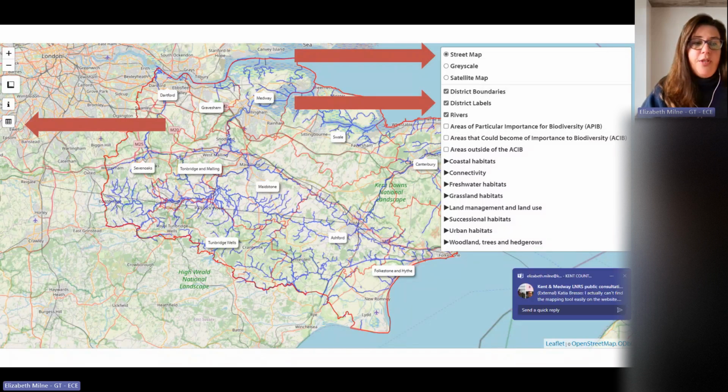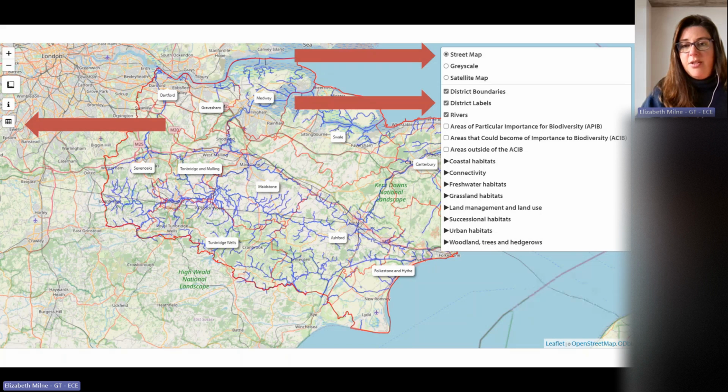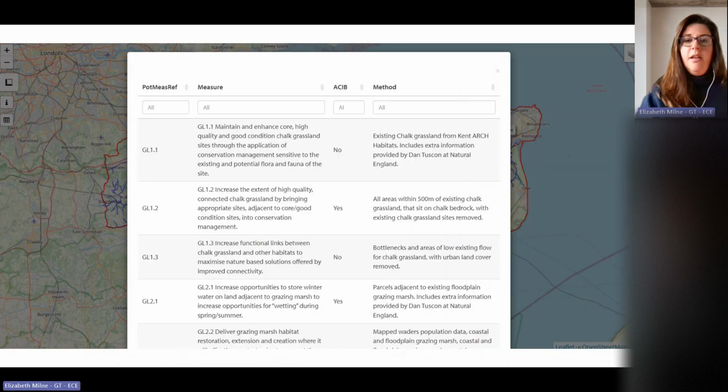You can find full details of all of the potential measures by clicking on the mapping table button to the left-hand side of the screen, and I will show you how that works shortly. There also is a zoom function where you use the plus and minus buttons to zoom in and out. So if you click on that little table icon, you will be presented with a table like this.